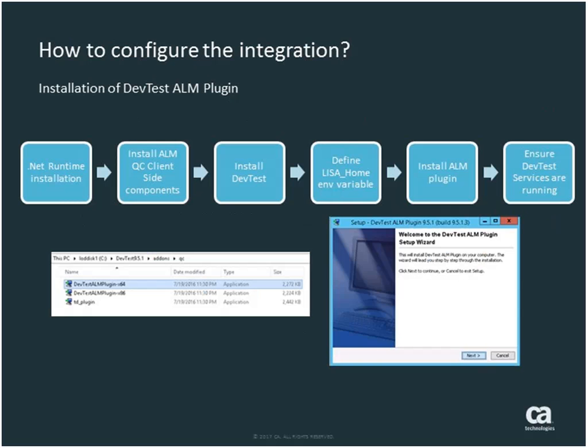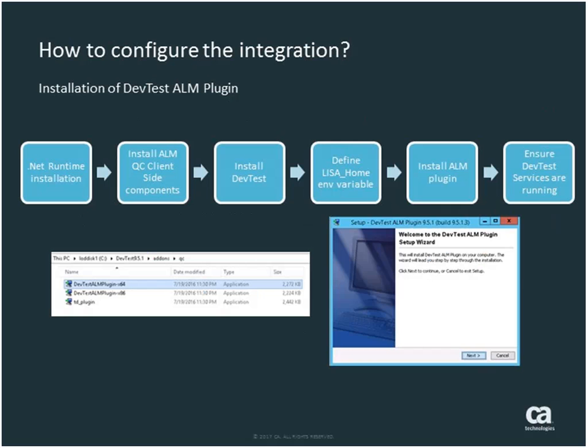So how do you configure this integration? First thing is obviously making sure that you have the required .NET runtime available on your machine. Then you install the ALM QC client-side components. So we'll see that. Actually, I'll show you in QC. When you go into tools, you'll see that you have to register the plugin, and you need to basically install the client-side component. I'll show that. So you'll have to do that.